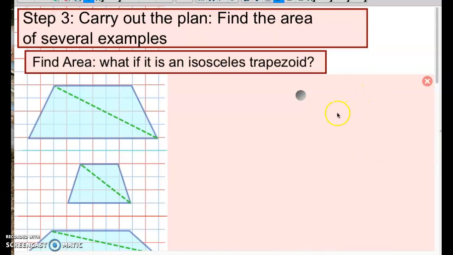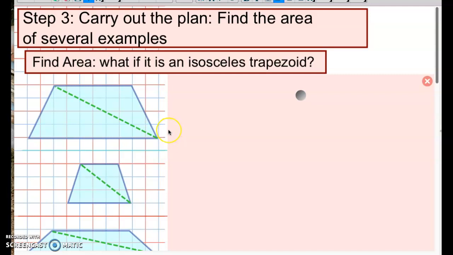Okay, so step 3, we are going to carry out our plan. We are going to go through the area of isosceles trapezoids and the other 3 types of trapezoids as well. And the first strategy I chose, or the only strategy, now keep in mind we're just carrying out the plan right now. I'll talk more about a second strategy later. But we are just going to find the area using one strategy consistently on all of the different kinds of trapezoids.